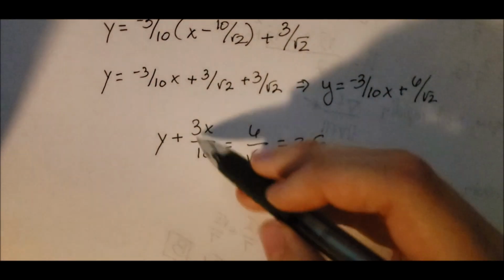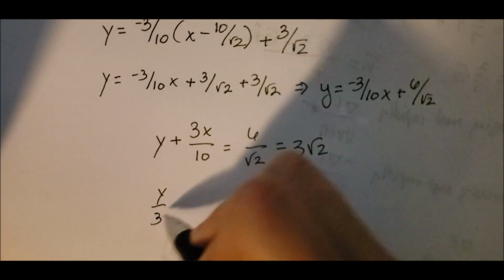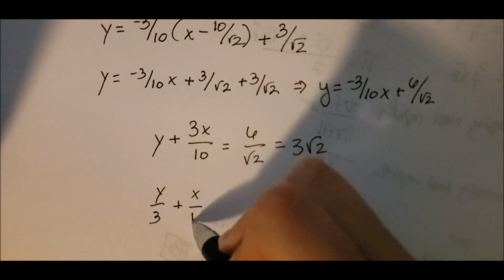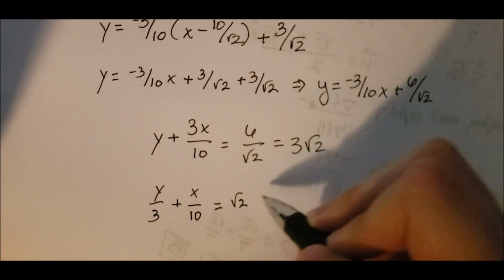So if I divide by 3, I'm going to have y over 3 plus x over 10 is equal to square root of 2, which is a.